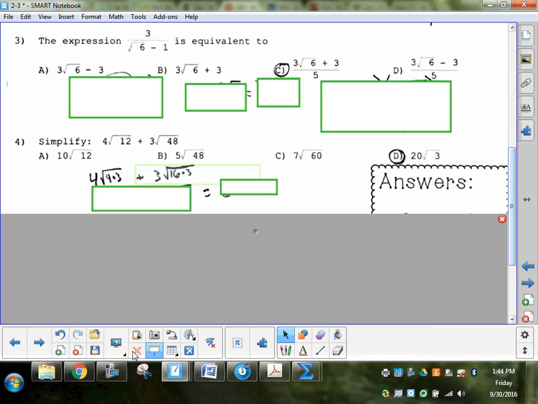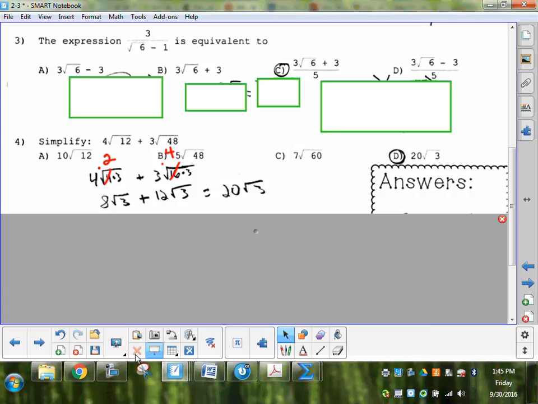So once I get to here, I'm going to start taking some square roots. The square root of 4 is 2. Square root of 16 is going to be 4. It's 4 times and 2 times, so we would have 8 roots of 3 and 12 roots of 3 added together, and you've got 20 roots of 3.